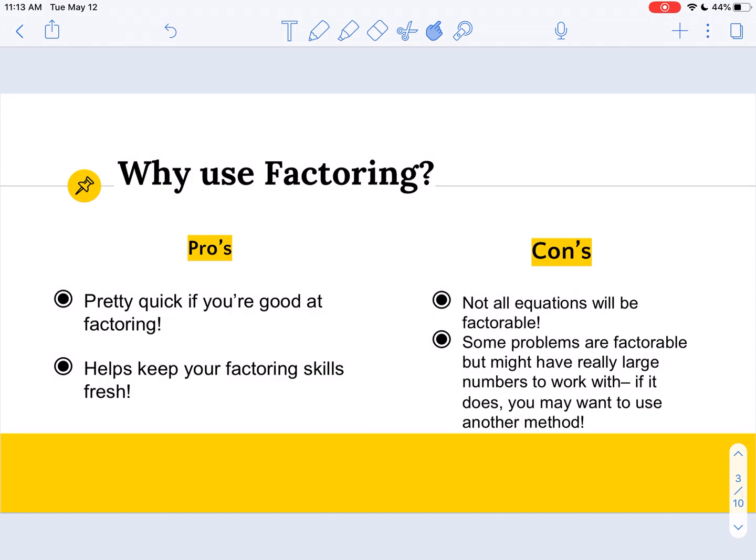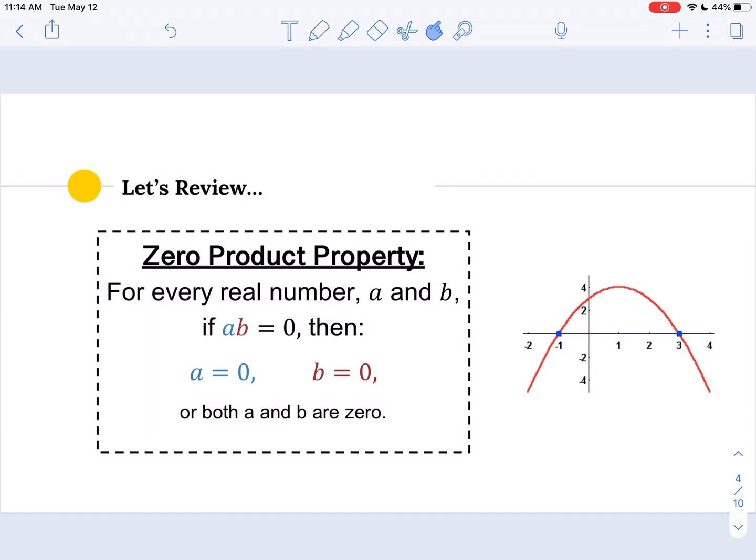Another con is that you might be dealing with an equation that is factorable, but you might have some really large numbers to work with, right? And that's okay, but that can be really time consuming. So if you have some really large numbers to work with, you're going to want to use another method. All right, and we've really talked about those other methods, and we're going to be discussing those as we move forward through this unit. So let's review.